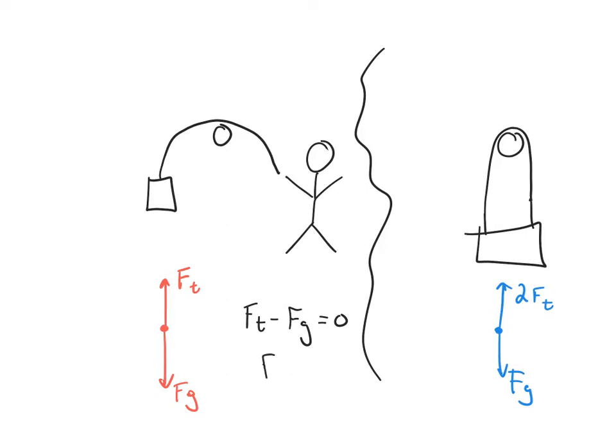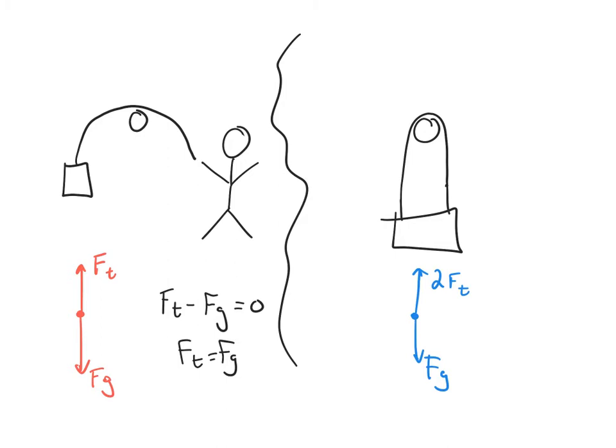So this becomes ft equals fg, whereas on the right side over here we have a scenario where it becomes 2ft, because there are two ropes pulling up, minus fg equals 0. So therefore 2ft equals fg. So the tension on this side is fg divided by 2. The tension in the first case is equal to the weight. The tension in each rope in the second case is the weight divided by 2.